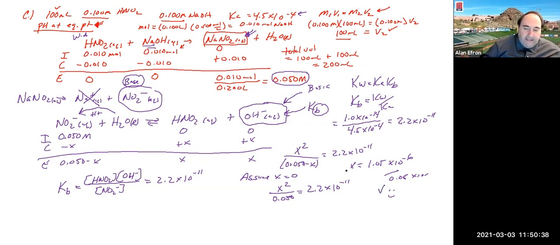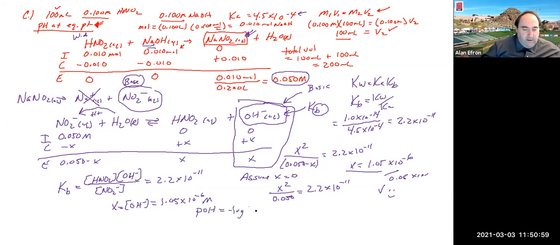That means that this x value, as we can see from our ICE table, is equal to our OH minus. So x equals the concentration of our OH minus. Also important to remember that means that we cannot get the pH right now. We can start with our pOH first, minus the log of 1.05 times 10 to the minus 6.